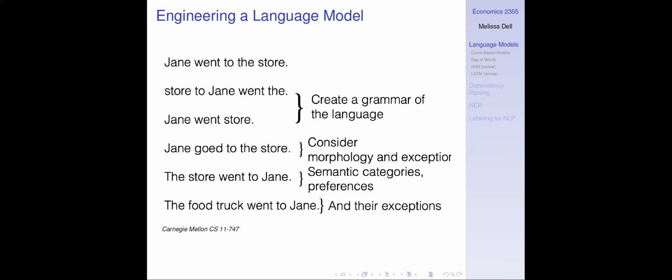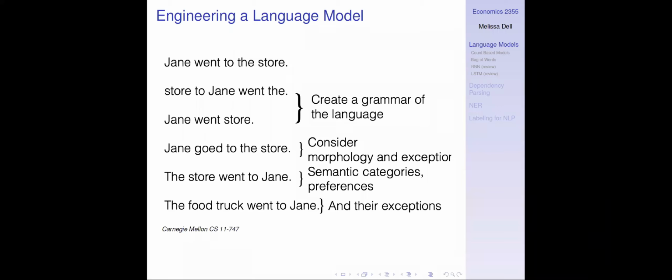Jane go to the store. You need to create a grammar. And as anybody who has learned English, or most languages, as a second language knows, there are many exceptions to grammar. You need to code the morphology and the exceptions to it. The store went to Jane. That's grammatically correct, but stores tend not to go to people. We think of them usually as some sort of fixed location, so we'd say that sentence is not probable. The food truck went to Jane. Well, maybe that's okay. A food truck is a kind of store, but it can move.